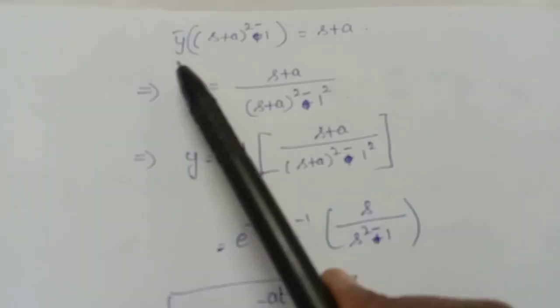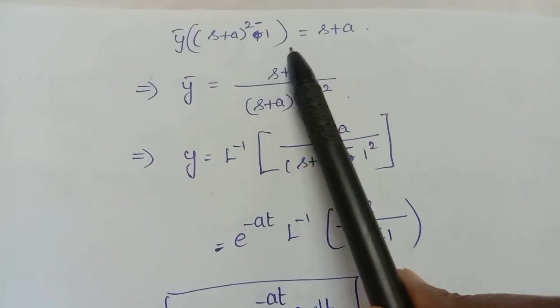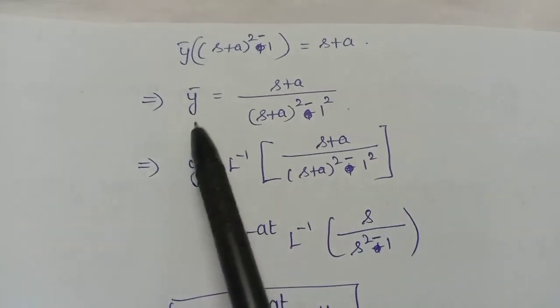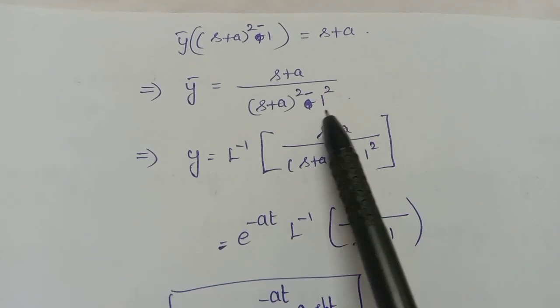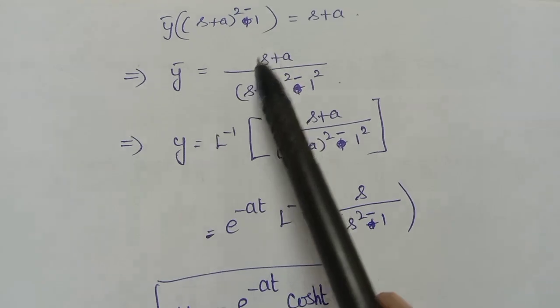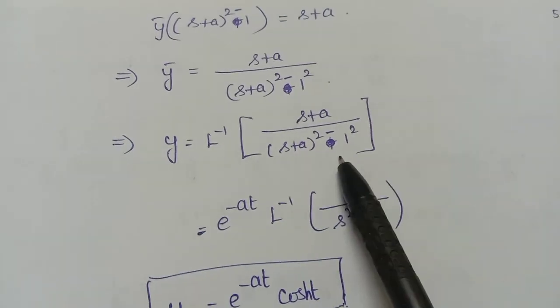Okay, right. So if you take y bar outside, you will be getting y bar into (s plus a) the whole square minus 1 equal to s plus a. So y bar equal to (s plus a) by (s plus a) the whole square minus 1, right? So y equal to L inverse, that is inverse Laplace, of this function.